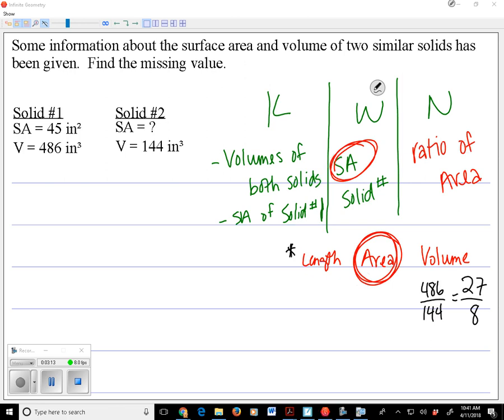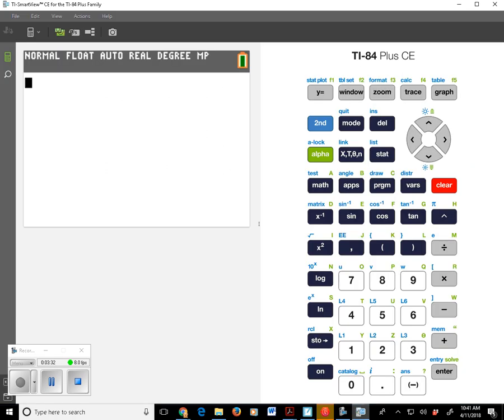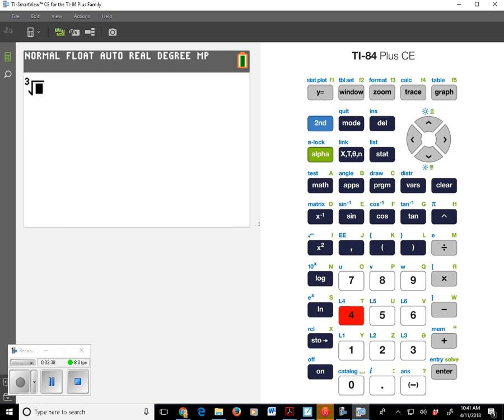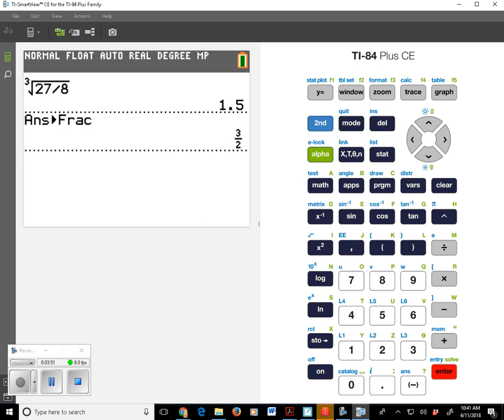So we know that the family of ratios is ratio, ratio squared, and ratio cubed. So if 27 over 8 is the ratio cubed, what do we have to do to it? We have to cube root it. Let's go back to our calculators if you don't see it right away. Go to math, cube root, number 4, and then type in 27 divided by 8. Remember, you can do math-frac. And there you go, the ratio of the lengths is 3/2.